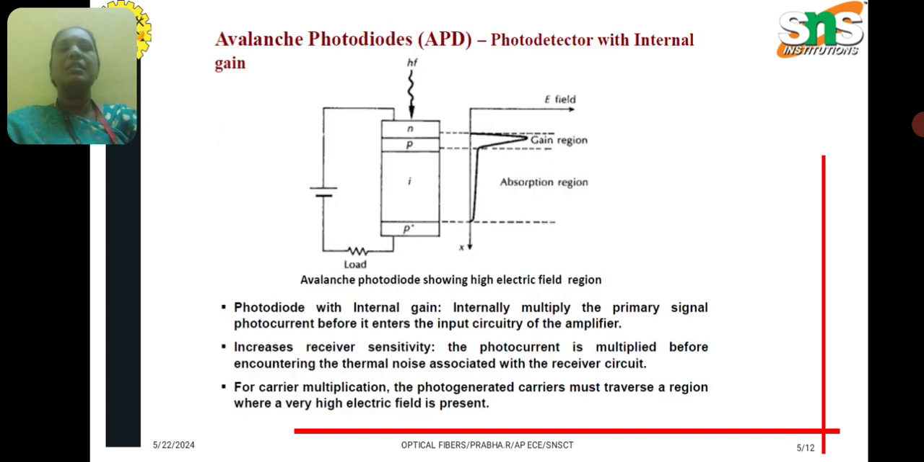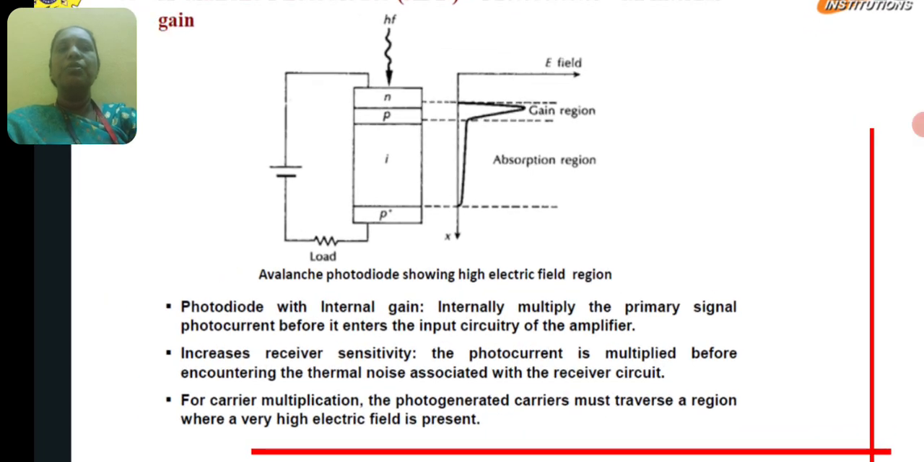And next is the avalanche photodiode, as shown in the diagram. A photodiode with internal gain is an APD, and it internally multiplies the primary signal photocurrent before it enters the input circuitry of the amplifier, and this also increases the receiver sensitivity. The photocurrent is multiplied before encountering the thermal noise associated with the receiver circuit.